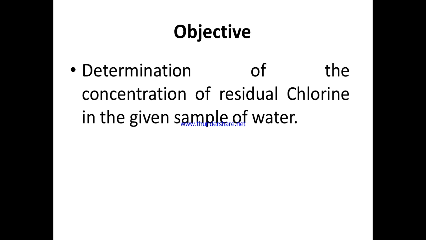Okay, so students, you know the objective is basically determination of concentration of residual chlorine in the given sample of water, because I told you students that beyond 0.5 mg per liter of residual chlorine is not good. Okay, and that is going to adversely affect the taste, odor, and other parameters of water, and aesthetically also it's not good. So the residual chlorine must be tested, and it must be brought down to the acceptable limit.